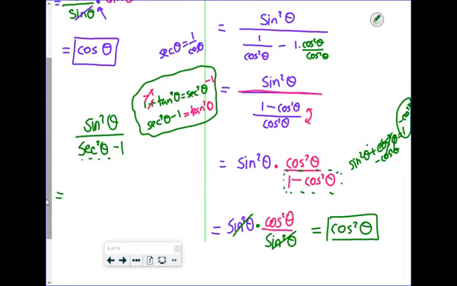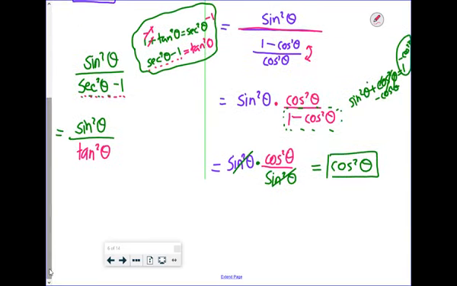So what I've actually got here is the sine squared theta divided by, and this bit here, secant squared theta minus 1, can be replaced with tangent squared theta. Okay, now I'm going to rewrite that in terms of sine and cosine. Tangent squared theta could be rewritten, using my quotient identity, and this is what I'm thinking in my head, as sine squared theta over cos squared theta.